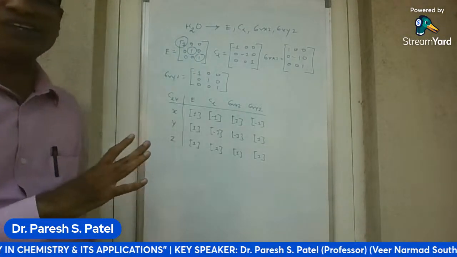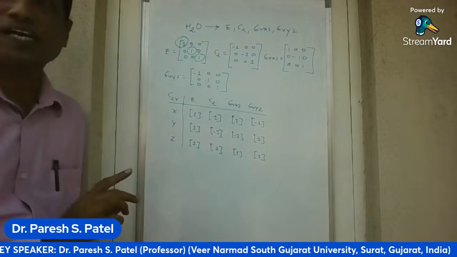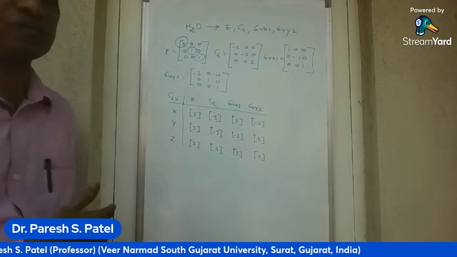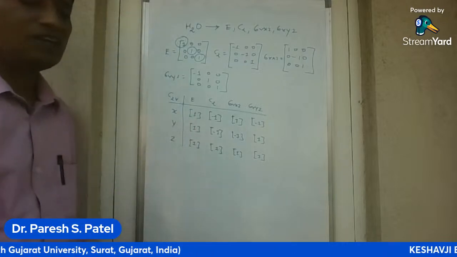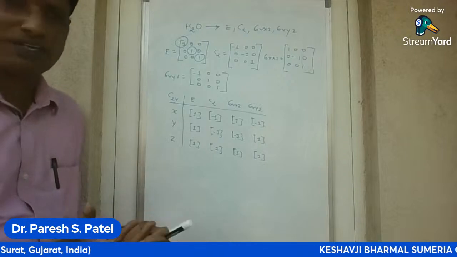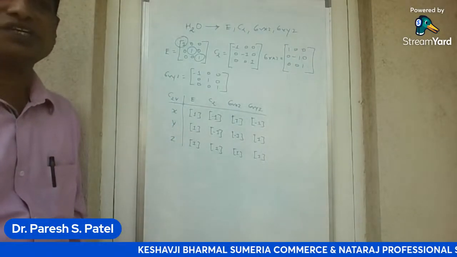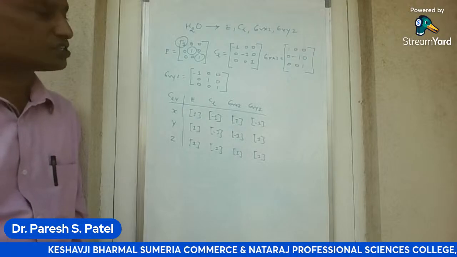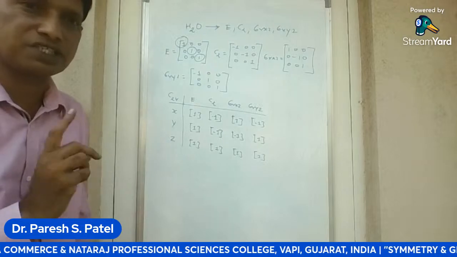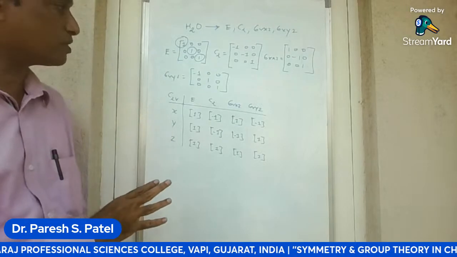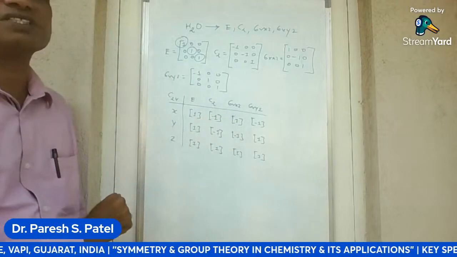Now, what is an irreducible representation? If we can't reduce a higher dimension matrix into a lower dimension matrix, that representation is called an irreducible representation. Less than one dimension is not possible, so all one-dimensional representations are examples of irreducible representations. So these are the reducible representations, and these are the irreducible representations.